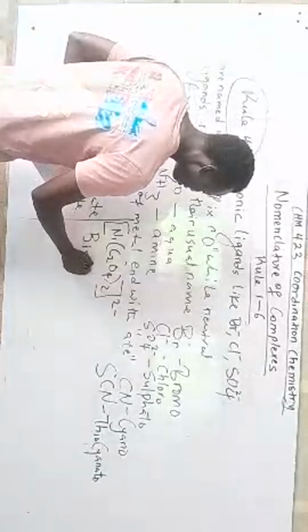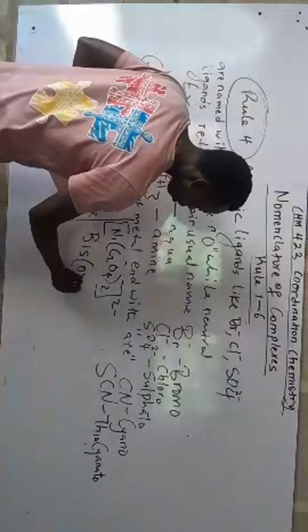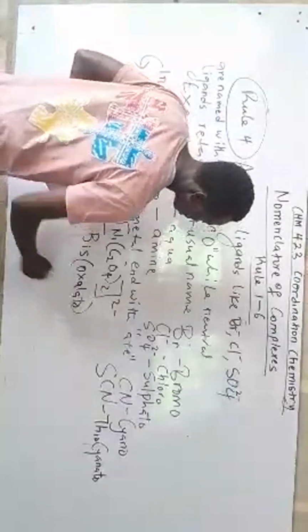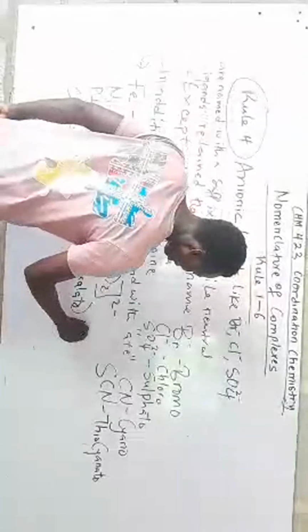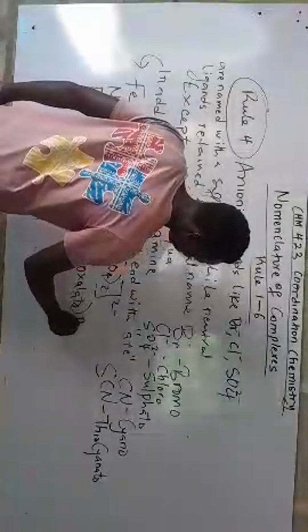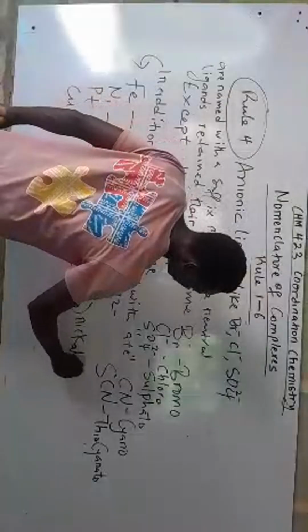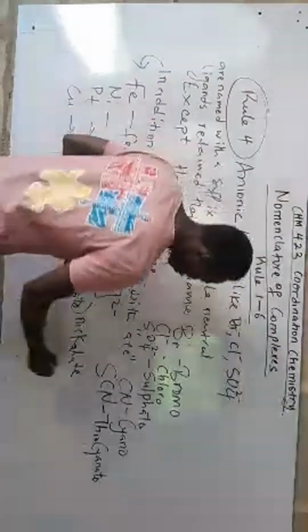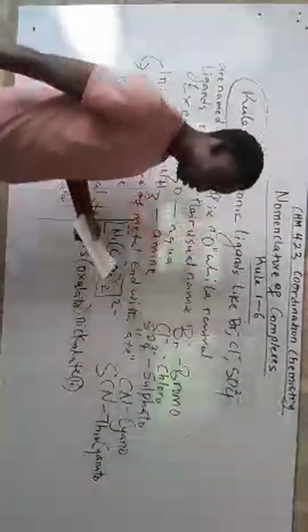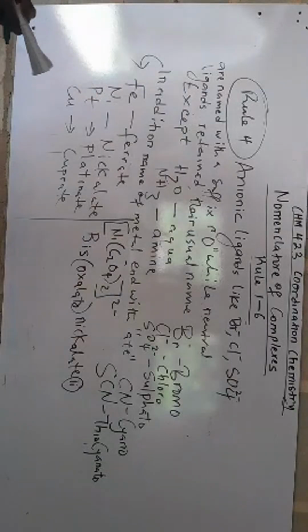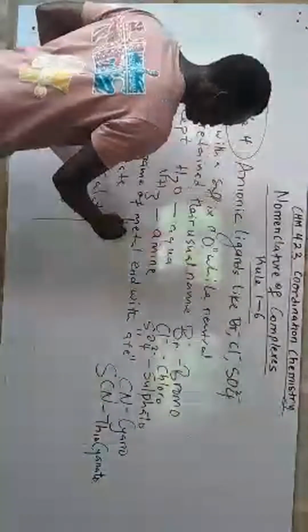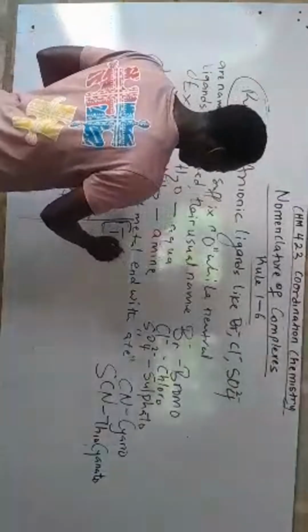So this one will now be, take note of that, bis, where we are going to have oxalato, bis oxalato, followed by what? Nickel, which is now nickelate. The nickelate, followed by what? Followed by 2. That is it. The next one that we have there is the compound of this one here.